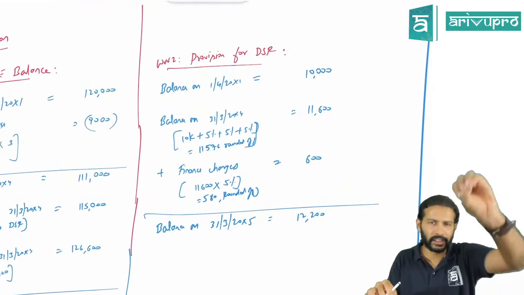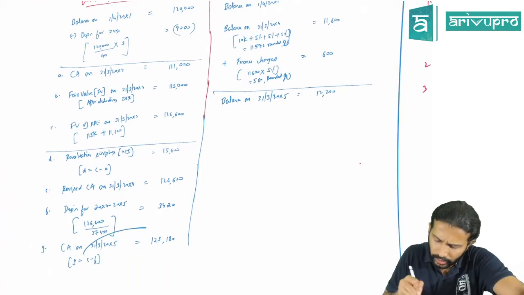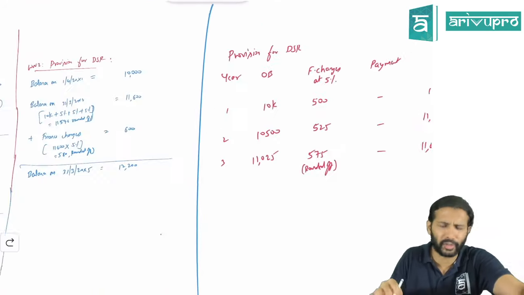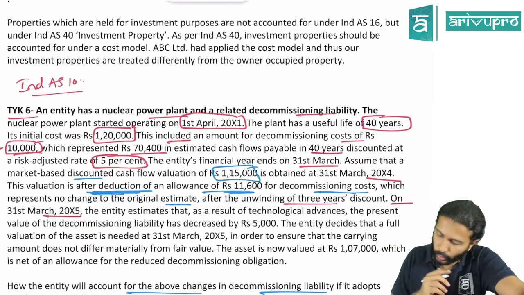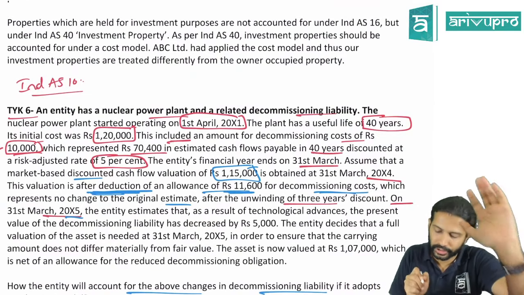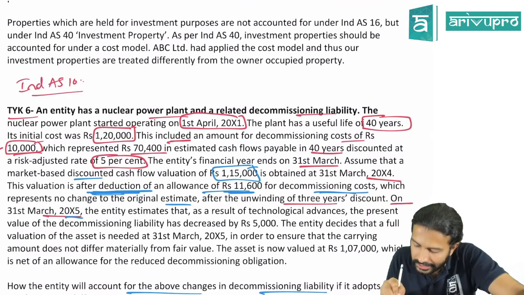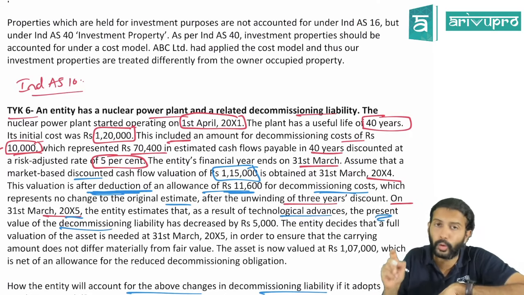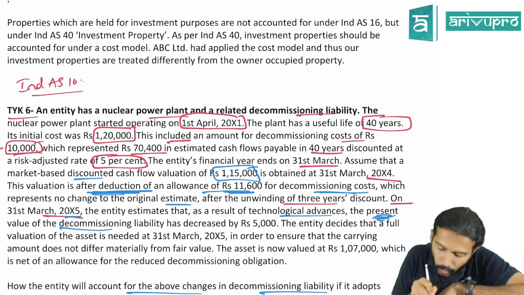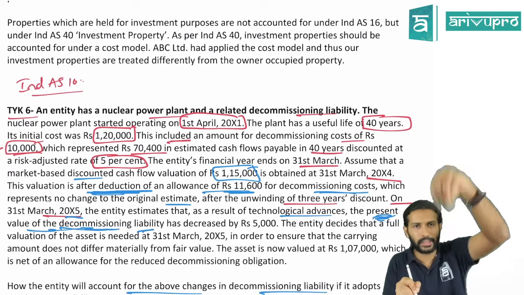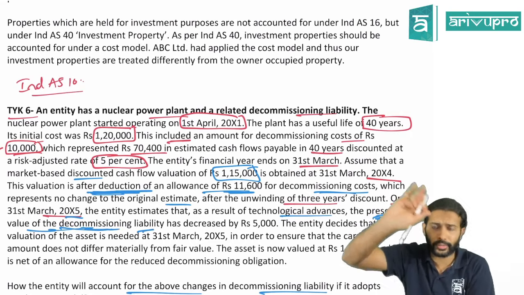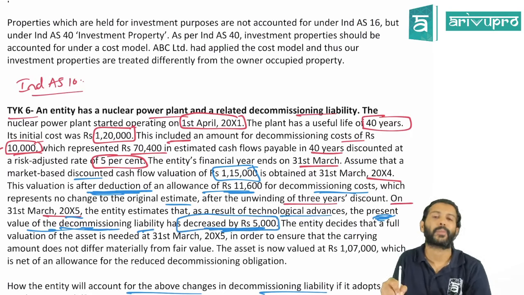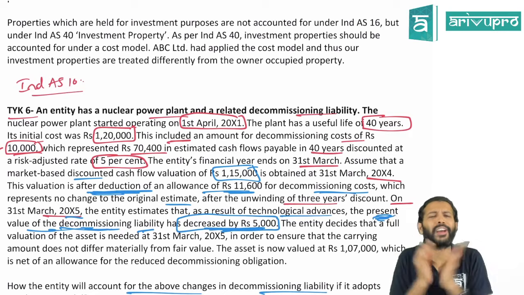Before we read the adjustment, we brought all our working note to 31st March 20x5 platform. This table I'll not put it up. I think anyway you've got it now. Let's come back to the question and read it further. On 31st March 20x5, entity estimates that as a result of technological advances, the present value, not the full value, okay, not the future value. They're saying the present value of decommissioning liability, meaning the provision for DSR now, the present value of DSR has decreased by 5,000 rupees. Due to technological advancement, one happy news we got.